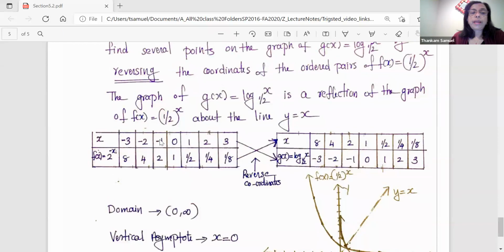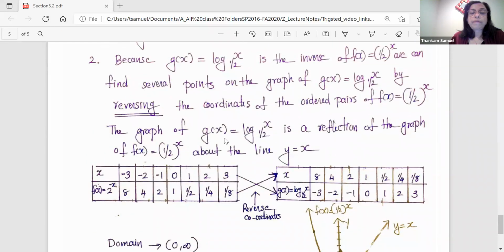So we need to find the graph of the logarithmic function g of x equals logarithm with base 1/2 of x. Because this function g of x equals logarithm with base 1/2 of x is the inverse of the exponential function f of x equals 1/2 to the x, we can find several points on the logarithmic function by reversing the coordinates of the ordered pairs of the function f of x equals 2 to negative x.